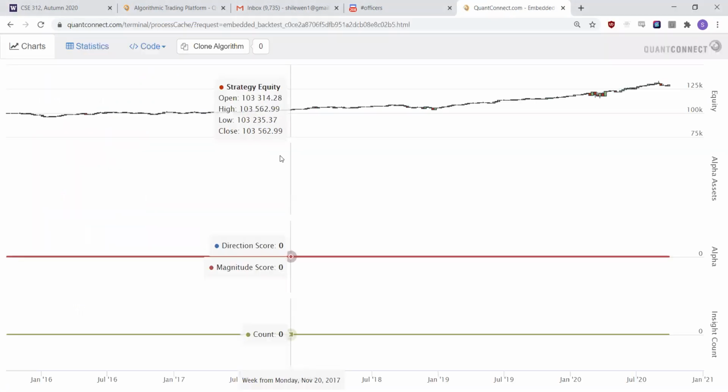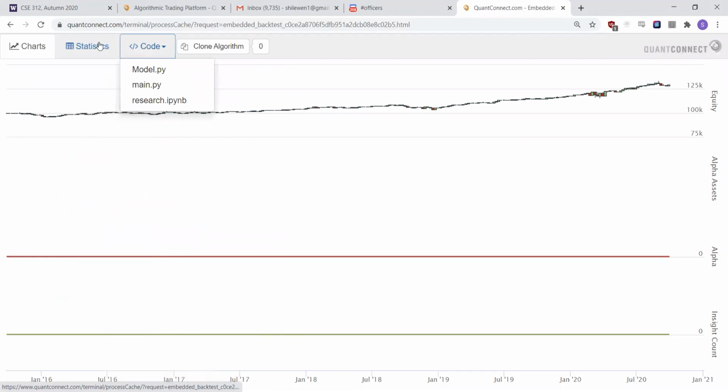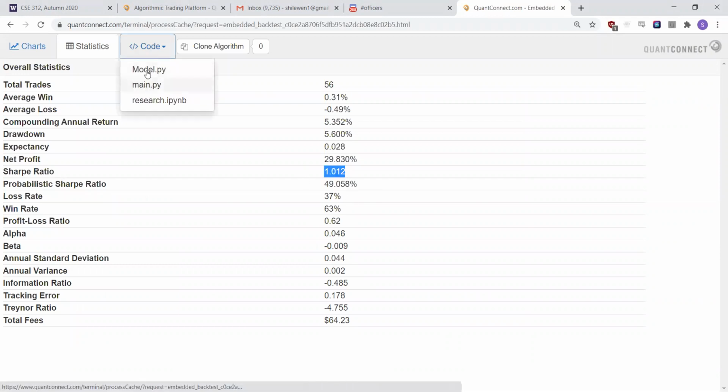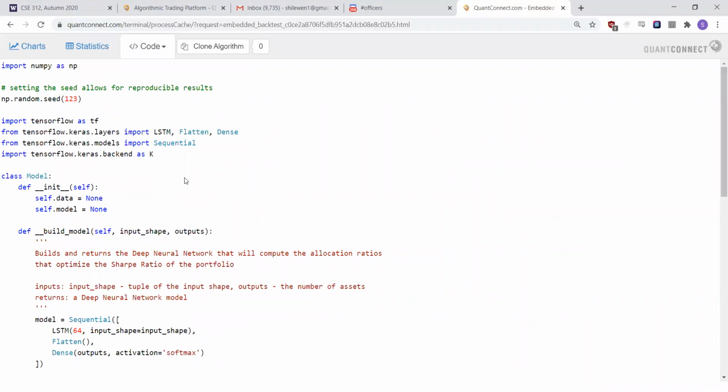Okay, let's go over this one. Let's just look at the chart first. It's pretty good. Let me go through this real quick. What this basically does is that it maximizes the Sharpe ratio of a portfolio.